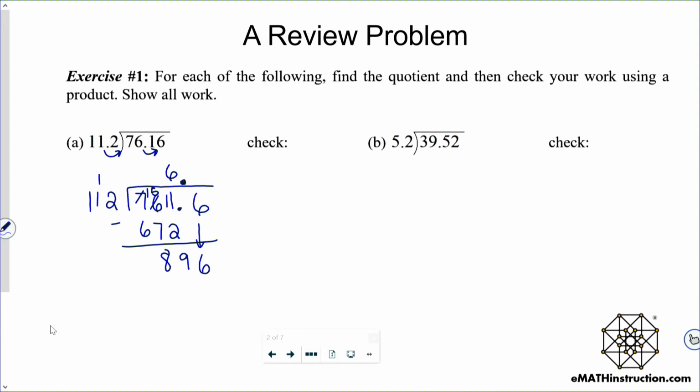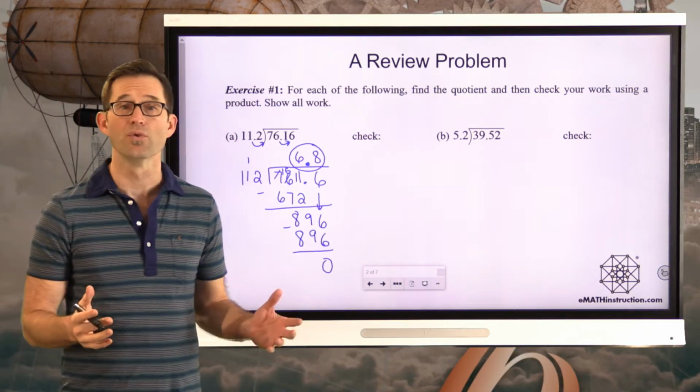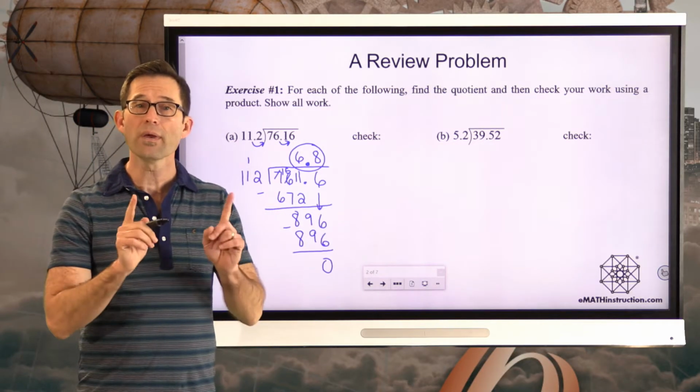All right. Now, before, we know that 7 wasn't too big. Let's try 8. 8 times 2 is 16. That's a good sign. Carry the 1. 8 times 1 is 8, plus 1 is 9. And then 8 times 1 is 8, and look at that. So it appears that our answer is 6.8. And that wasn't too bad. But now, let's make sure it's right.